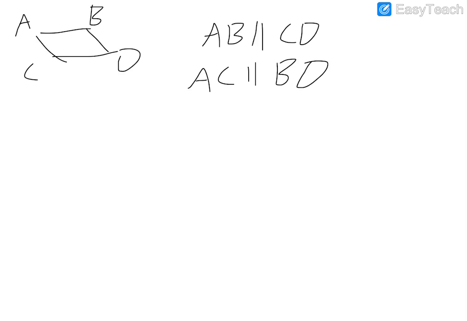And the opposite angles and opposite sides of a parallelogram are always equal. So then angle A is equal to angle D, not angle B, angle D, and angle C is equal to angle B. And also the sides are equal, so not only is AB parallel to CD, but it's also equal to CD.